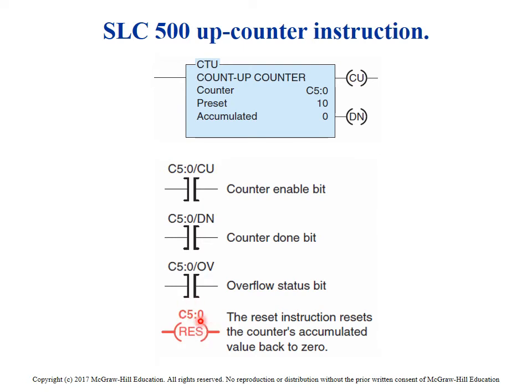This is how we're resetting this counter back to 0. We can reset this to 0 at any given time. It doesn't have to be at the done bit. It can be reset anytime. So in this particular case, if the preset is set to 10, when we're at the cumulative value of 5, we could hit the reset and it would reset it back to 0 at that point.